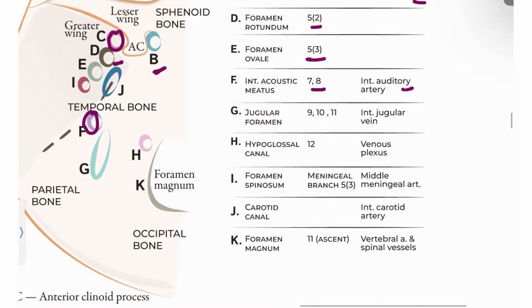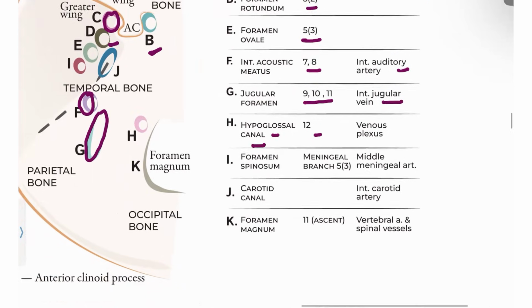Next, here is the jugular foramen. Through the jugular foramen passes the internal jugular vein. Along with that, cranial nerves 9, 10, 11. These three nerves also come from this long jugular foramen. Next, the hypoglossal canal. The name itself tells it is passing the hypoglossal nerve, not the spinal accessory nerve. Okay, the name is a mnemonic. The hypoglossal canal will be passing the 12th cranial nerve.